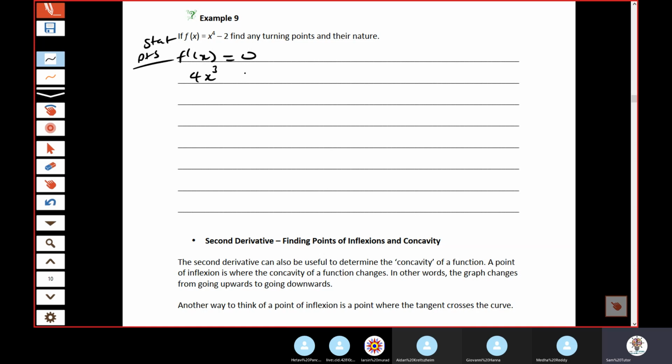4x cubed equals 0. Therefore, we only get x equals 0. Y equals, sub in 0, you get negative 2. Then we do nature. What are we doing for nature? Nature is y double dash, which equals 12x squared. And we write at 0, negative 2. What does y double dash become?